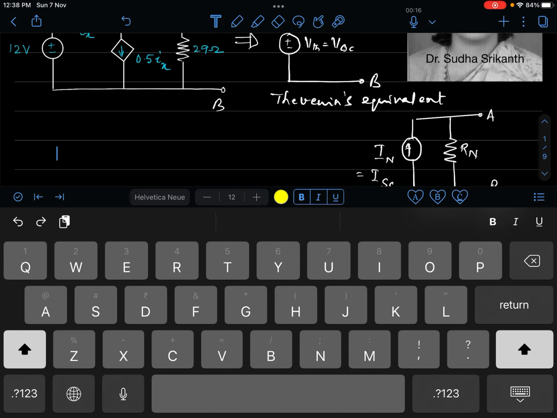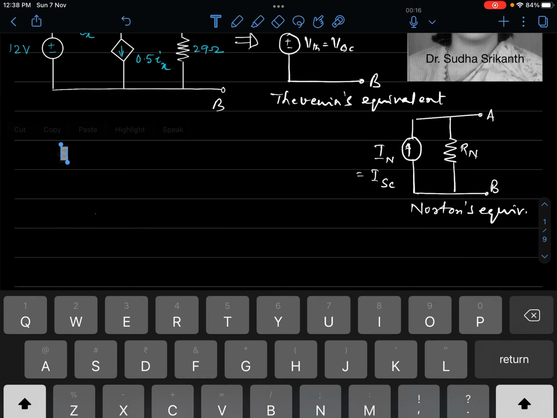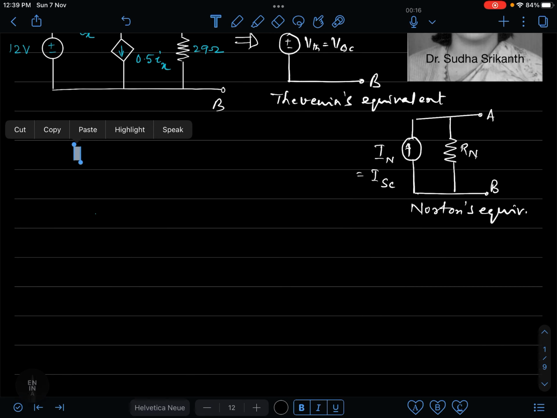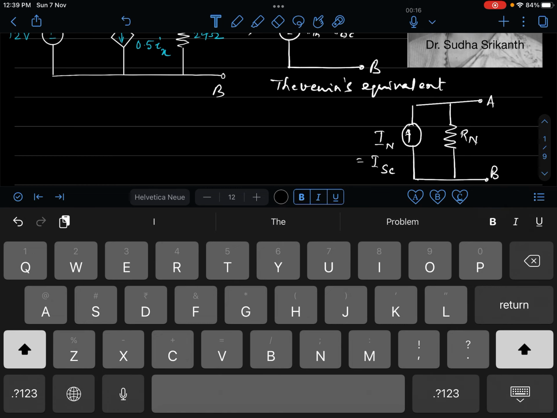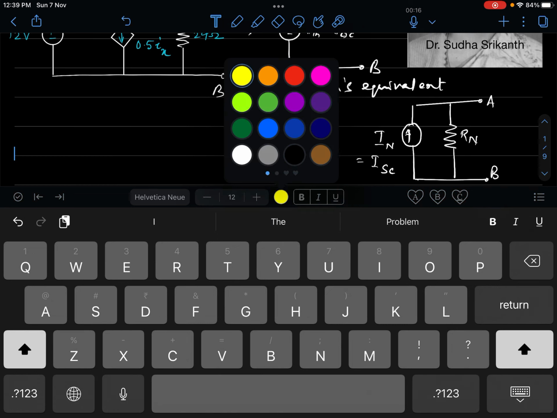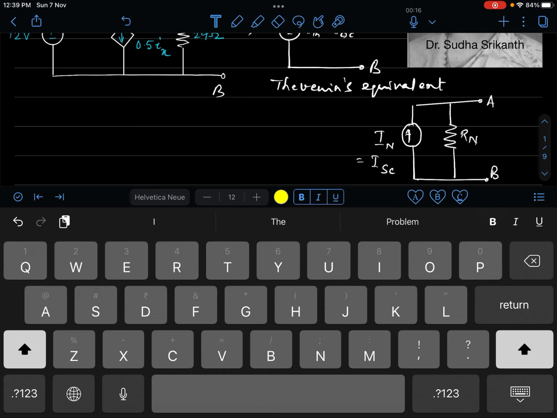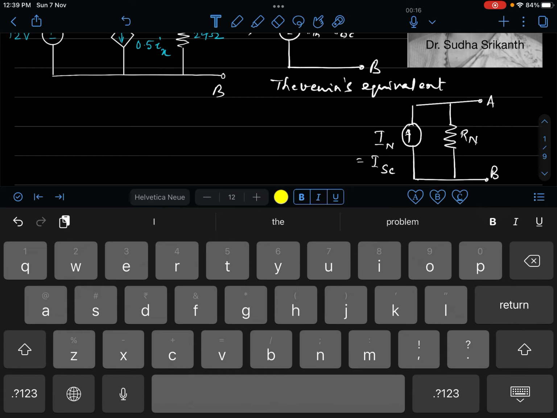Okay, let me use a color. It picked up black or what? I'll try to take this yellow color.